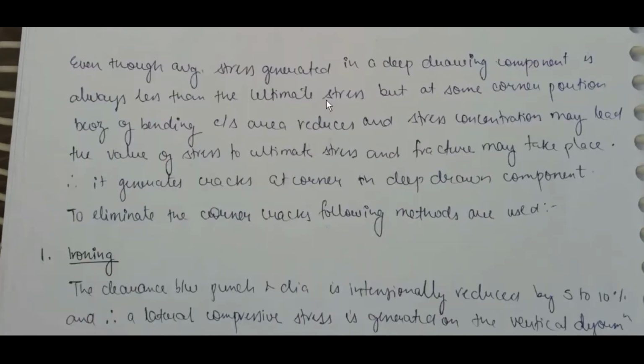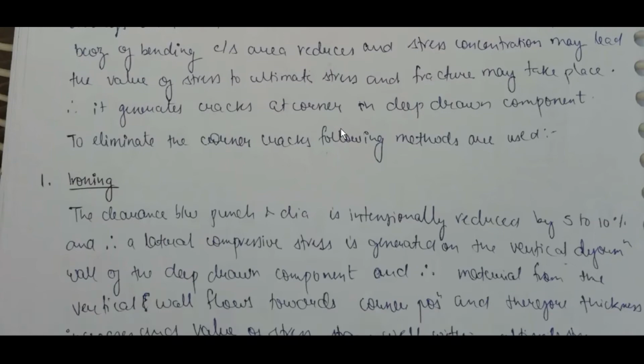Even though average stress generated in a deep drawing component is always less than ultimate stress, at some corner positions, because of bending, cross-sectional area reduces and stress concentration may raise the value of stress to the ultimate stress, and fracture may take place. Therefore, it generates cracks at the corner in a deep drawn component. To eliminate the corner cracks, the following methods are used.